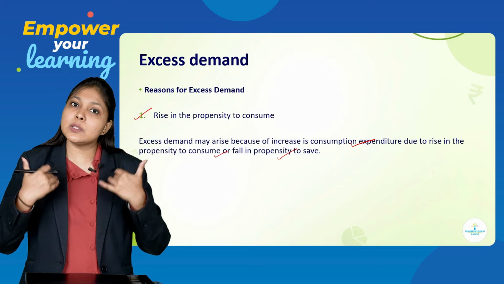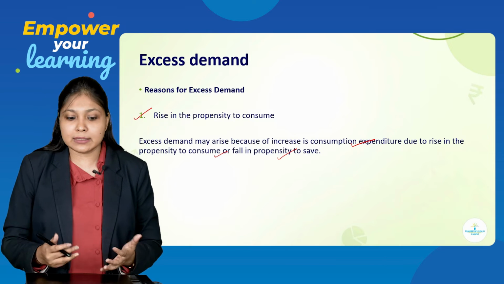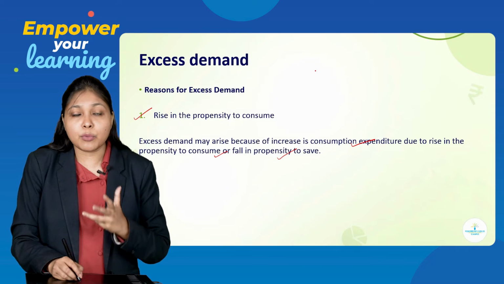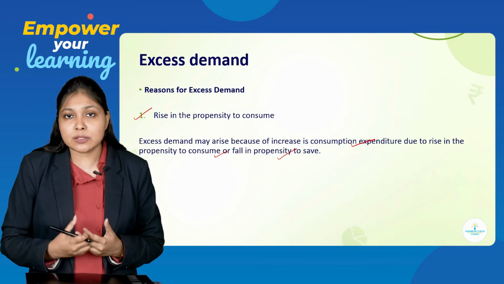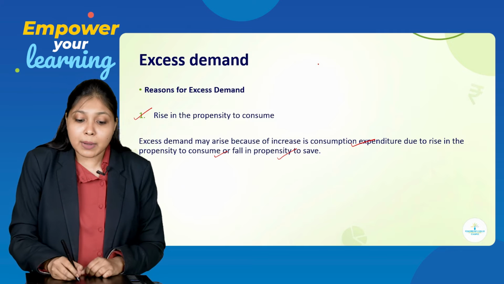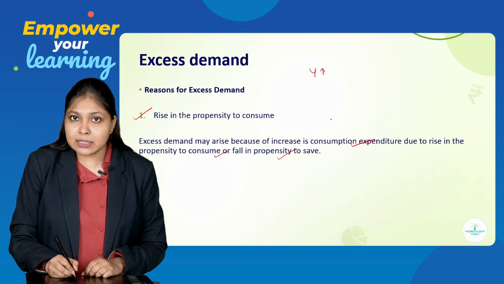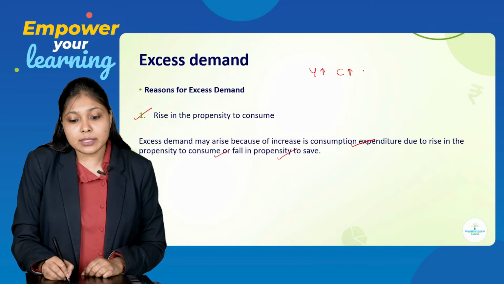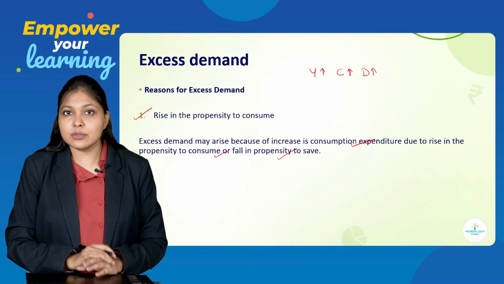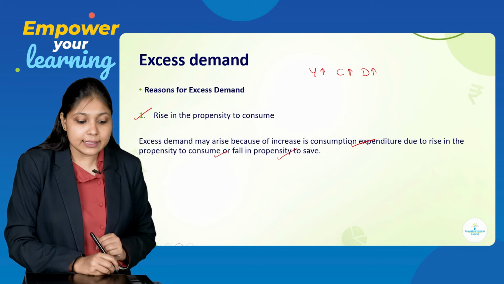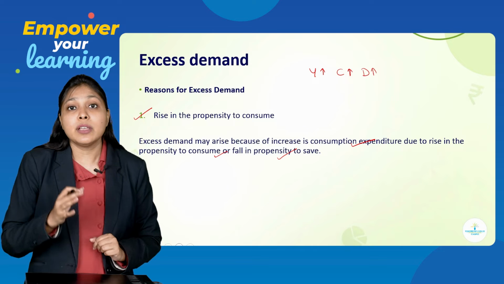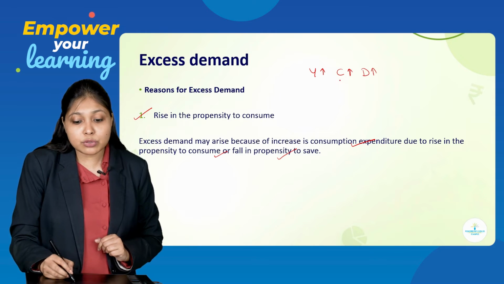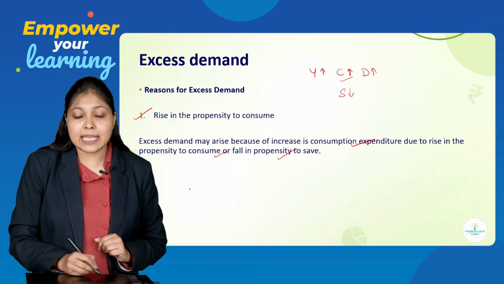If they are consuming more, aggregate demand will increase. This is very simple logic: the situation of excess demand completely depends on propensity to consume. Why? Because when the income of consumers increases, people will want to consume more. When people consume more, the demand increases. So that is how your AD will increase, and the situation of excess demand will arise. That means here people want to consume more and save less.